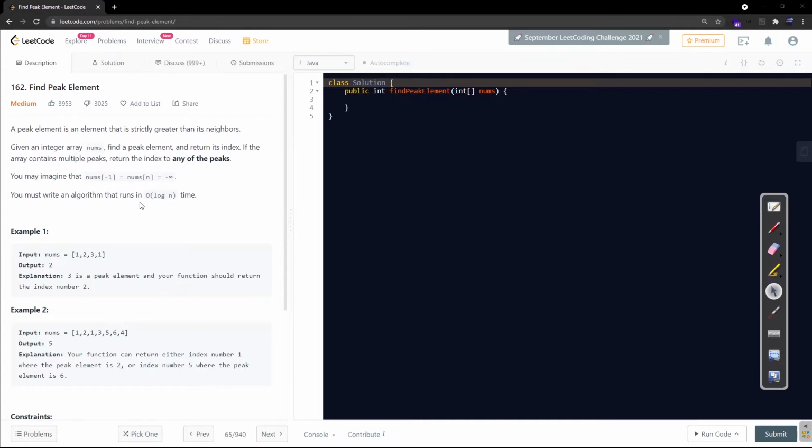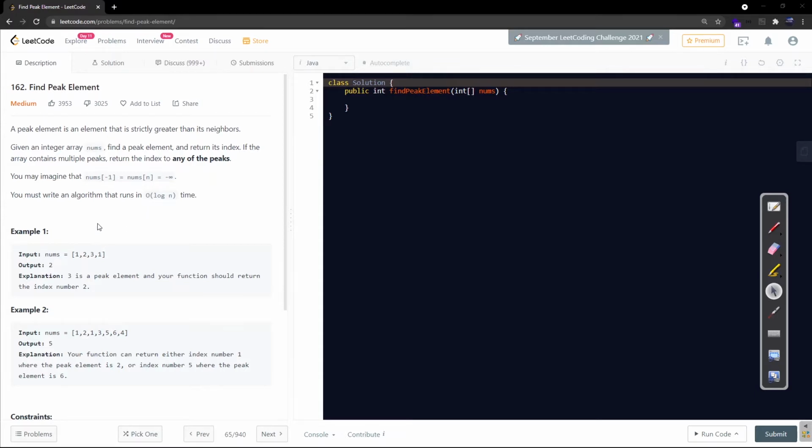So when he writes O(log n), immediately a light bulb in your mind should start lighting. In which algorithms is the time complexity generally O(log n)? So the answer is pretty straightforward. It's binary search only. So let's see how we can apply binary search in this algorithm.